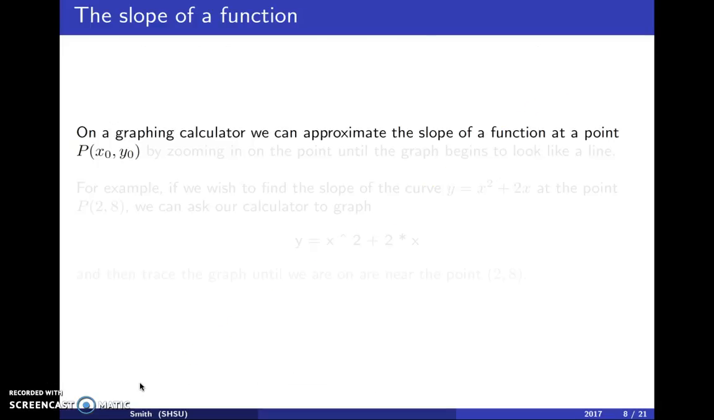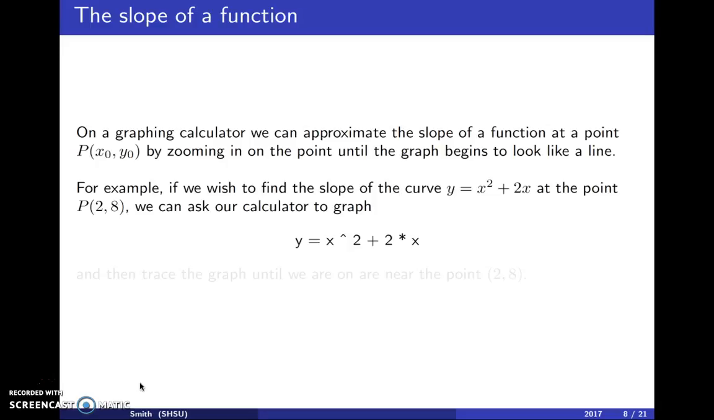On a graphing calculator, we can approximate the slope of a function at a point by zooming in on the point until the graph begins to look like a line. And you might try that with a number of different functions that you graph on a graphing calculator. Hit the zoom button a number of times and see what happens.